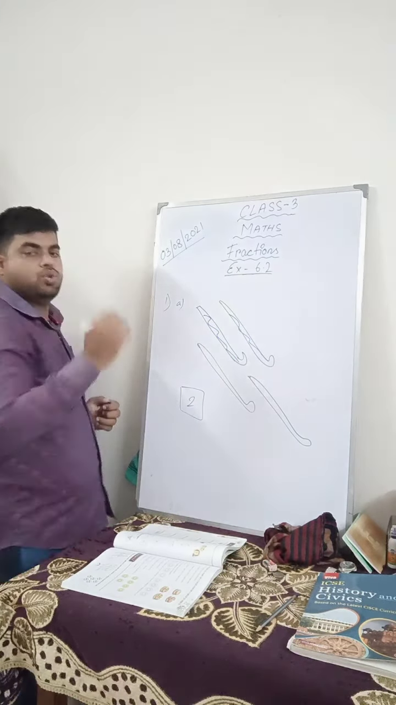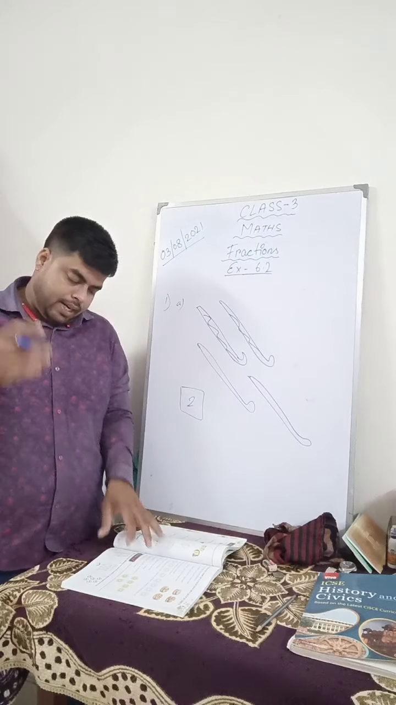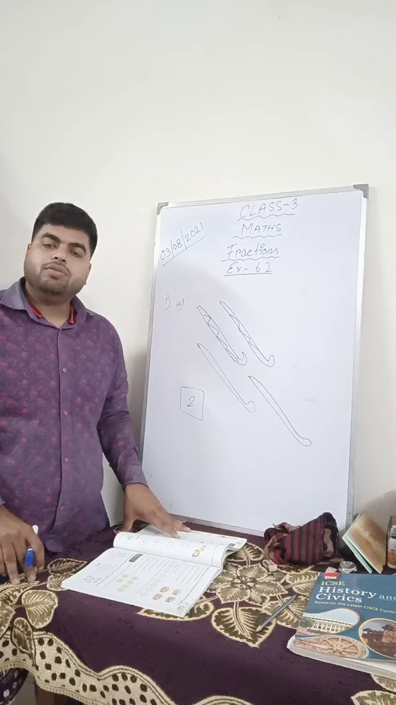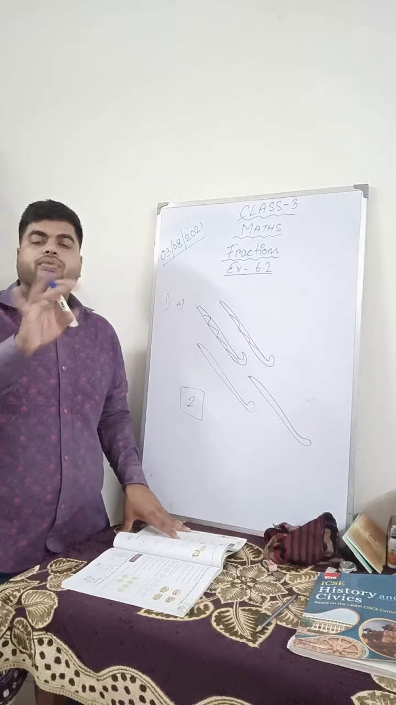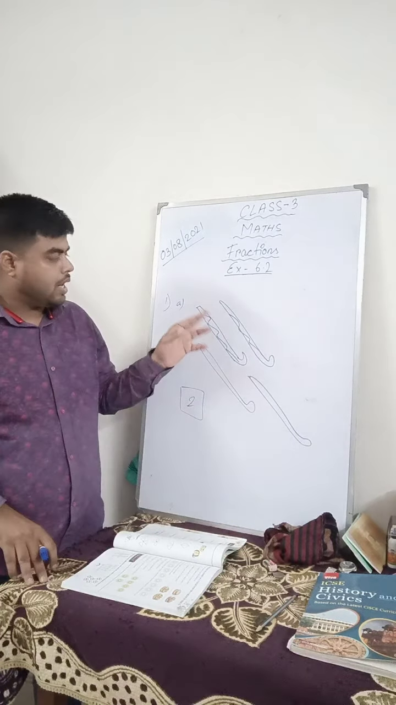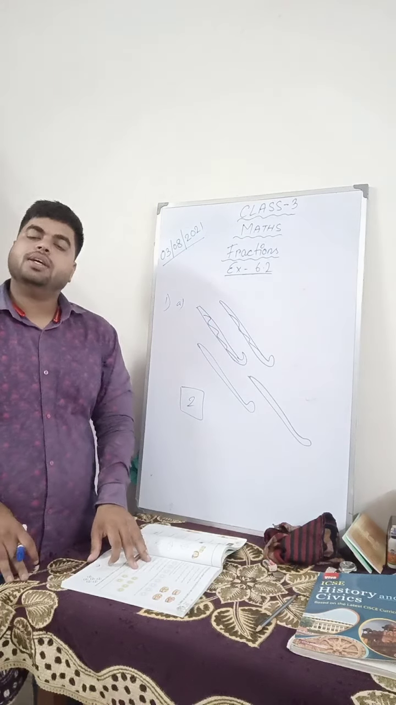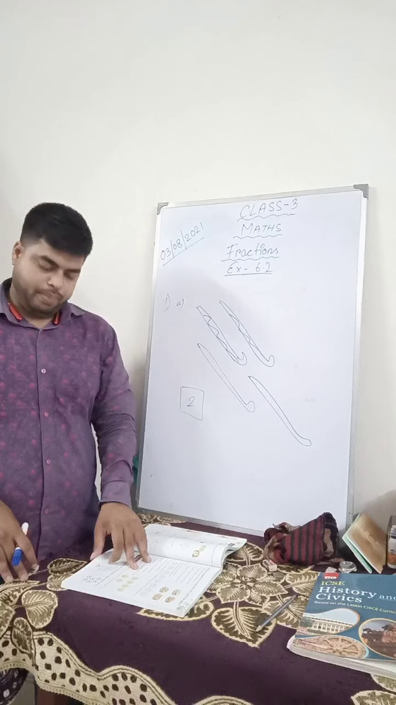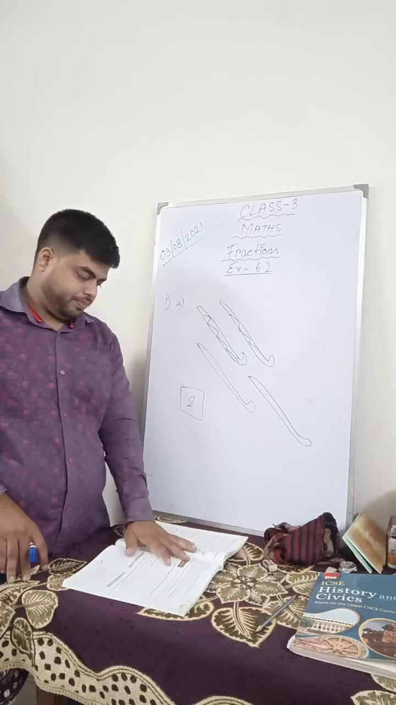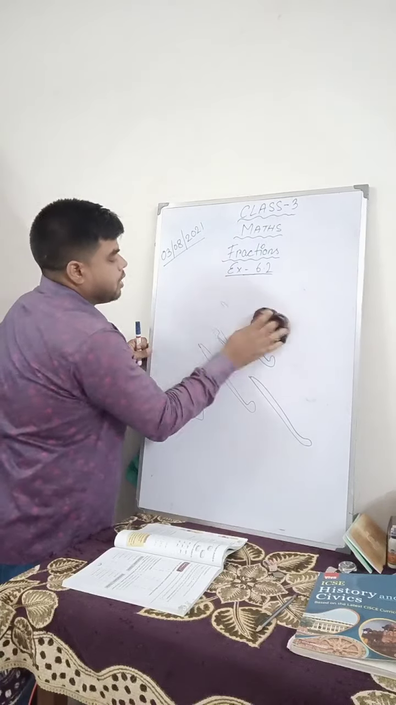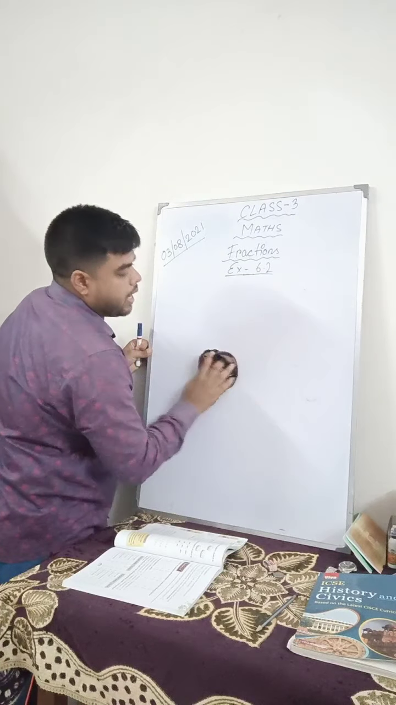You write here 2. So you see, in the next question they have given you 8 cricket bats. Out of those 8 cricket bats, you have to shade 4. Half means 4, you will count 1, 2, 3, 4, and you will shade, and how many you have shaded, you will write the number in the box, the shaded objects.